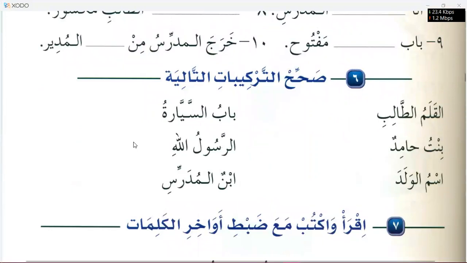Sahhih at-tarakib at-taliya. Correct the following structures. There is a grammatical mistake in each of them. No, you need to find the mistake. Al-kalamu talibi. What is the mistake here? We cannot use alif lam with the mudaf, so you need to remove alif lam. Kalamu talibi, the pen of the student.